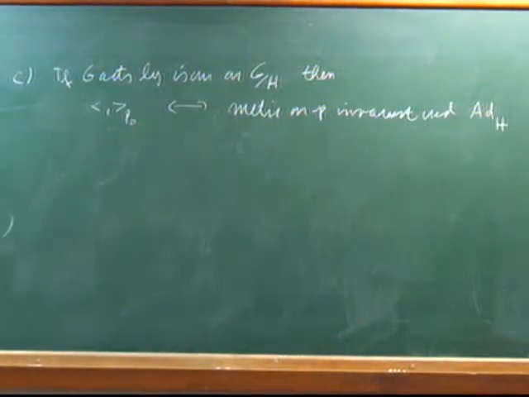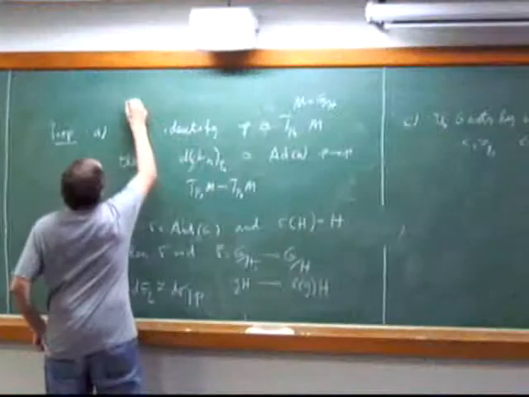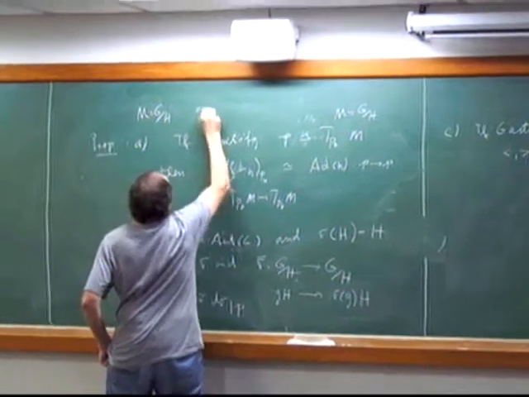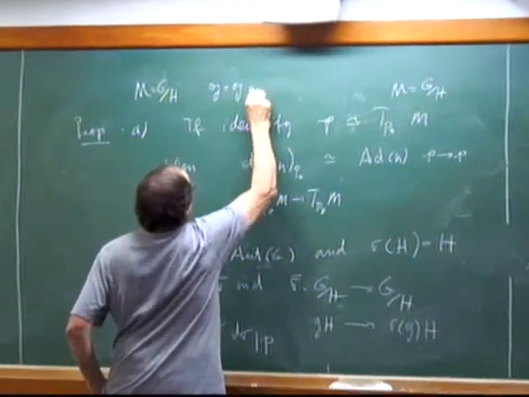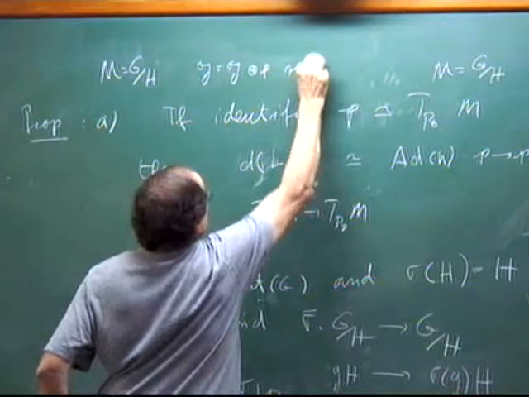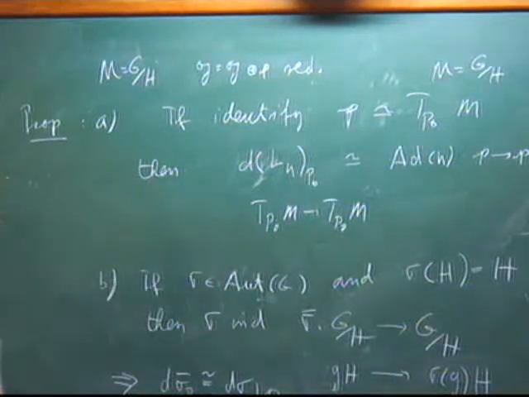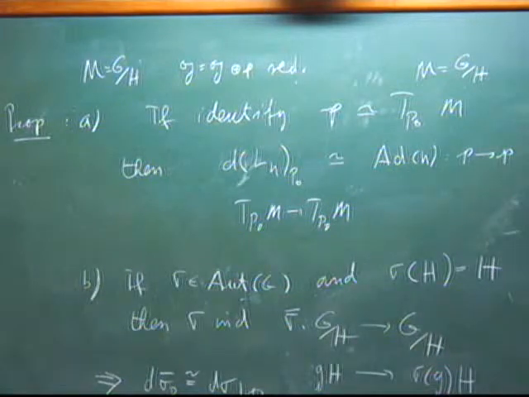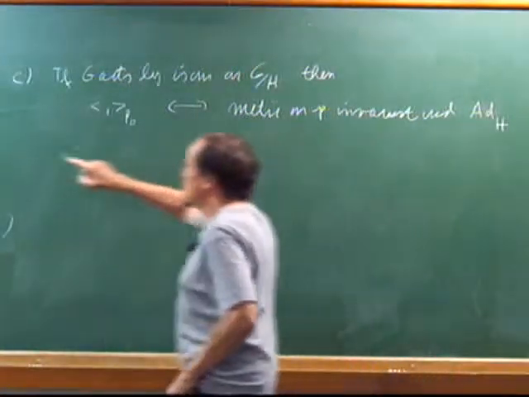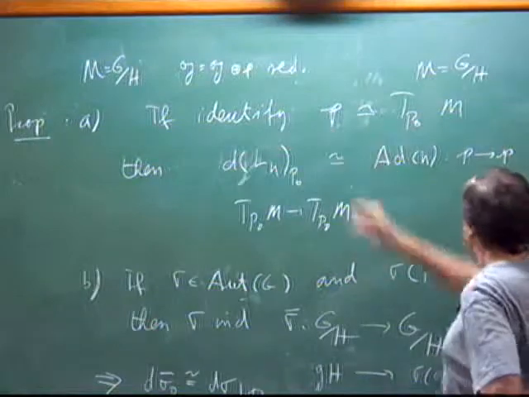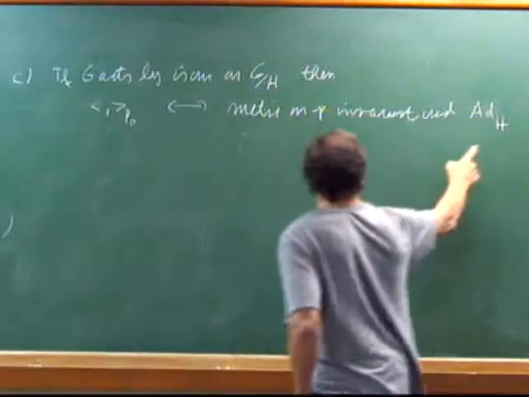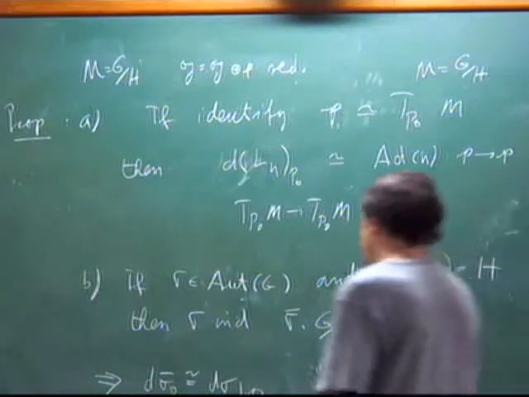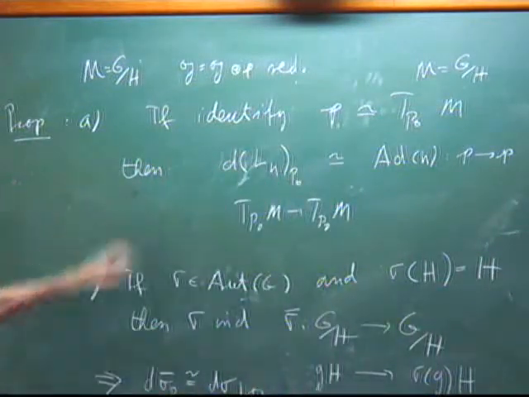Did I mention that? So here, our setup was M is G mod H, and I have this reductive decomposition. Then I use the identification, and then A and B hold. And in C, I put the metric on P, again by using this identification. I have a metric here, I can pull it back here. It then becomes invariant under Ad H. Of course, C is immediate because of this property here, right?